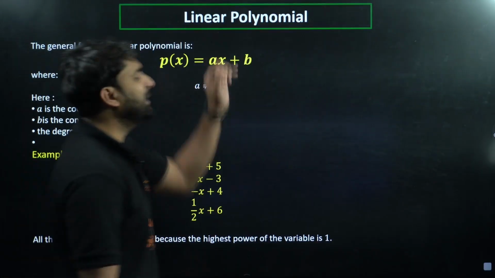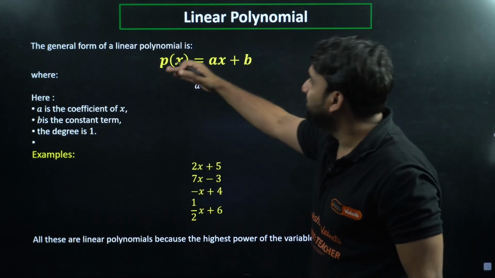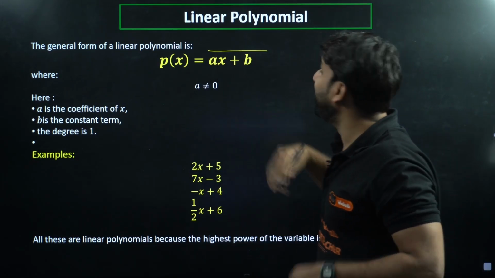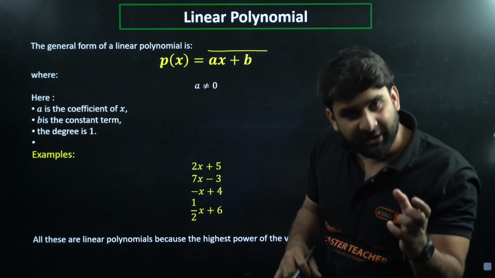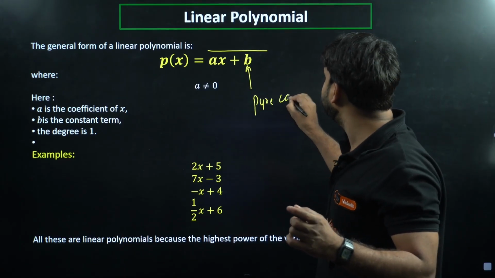Moving ahead. Now linear polynomial. My dear, linear polynomials are represented as p(x). Let's say for any polynomial I'm calling p(x), and p(x) will be equal to ax plus b. Here x is the variable and a and b are constant numbers. b is the pure constant.